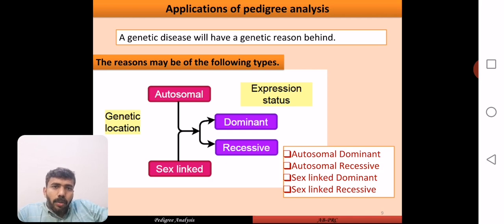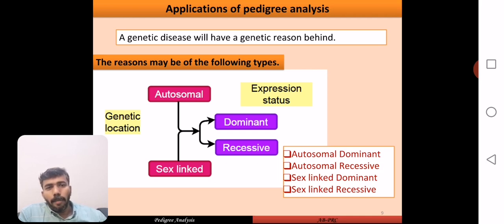So based on genetic location, we have two classes. One is the autosomal trait and the other one is the sex-linked trait. You may be familiar with these terms. If that gene is located in the autosomal chromosomes, we know that we have 22 autosomal chromosomes and one set of sex chromosomes, right? So if the gene is located in the autosomal chromosomes, then we classify that gene as an autosomal trait or autosomal gene. If it is in the sex chromosome, you know, we have X chromosome and Y chromosome, right? In a female we have two X chromosomes, and in a male you have one X and one Y chromosome, right? If a gene is located in the sex chromosome, then we denote it as a sex-linked trait.